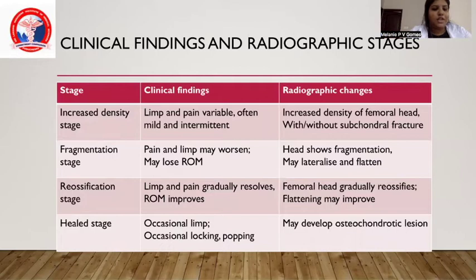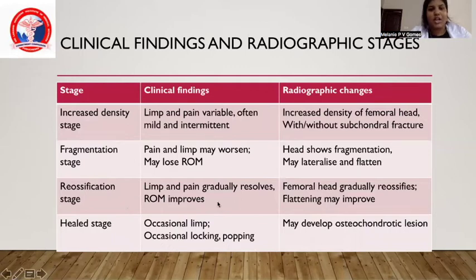Coming to the clinical findings and radiologic stages. Stage 1 is called the increased density stage. Usually there'll be limp with variable pain, often mild and intermittent. Radiographic changes: increased density of the femoral head with or without subchondral fracture. During the fragmentation stage, pain and limp may worsen, and there may be loss of range of movement. Radiographic changes: the head shows fragmentation, may lateralize and flatten.